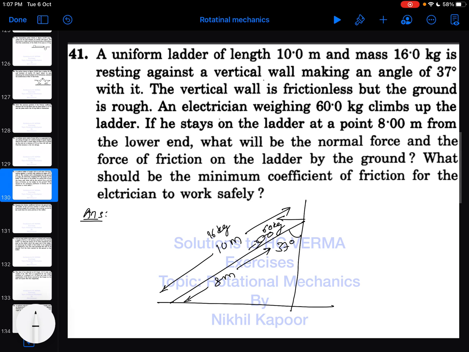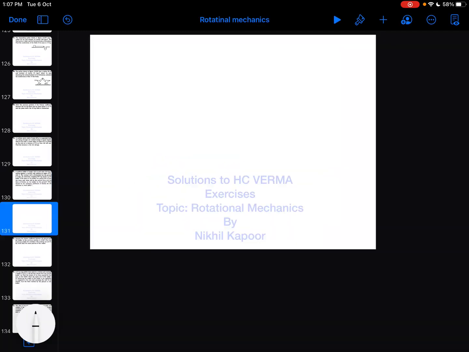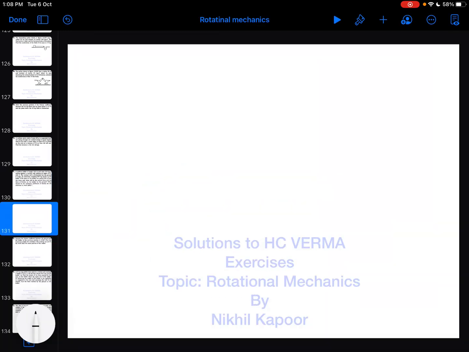So obviously the ground will exert normal reaction force and frictional force on the ladder in this way. Let this end be A and this end be B, so the normal reactions on the ladder are NA and NB. What should be the minimum value of mu that we have to find? So let's first of all, on the next page, draw the FBD, that is the free body diagram, of this ladder.